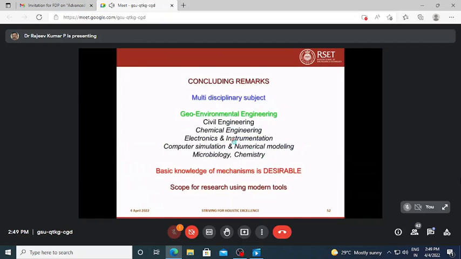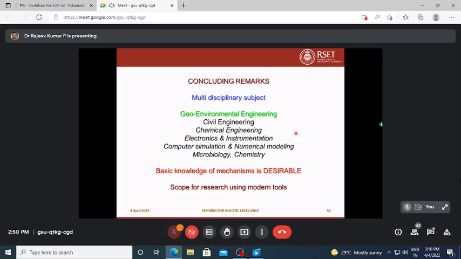So these are the concluding remarks from the discussion so far. Geo-environmental engineering as a whole is a multidisciplinary subject. These days, sustainable geotechniques are coming up. Sustainable geotechniques, forensic geotechniques, all these topics are hotcakes these days. But still, the environmental problems are very creepy, and it is very much in front of us. So people are interested in geo-environmental engineering problems. It comes with civil engineering, chemical, electronics, computer simulation, microbiology.